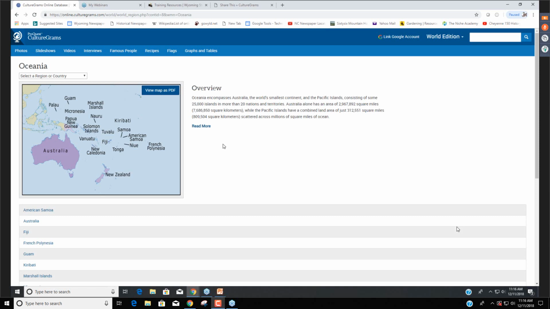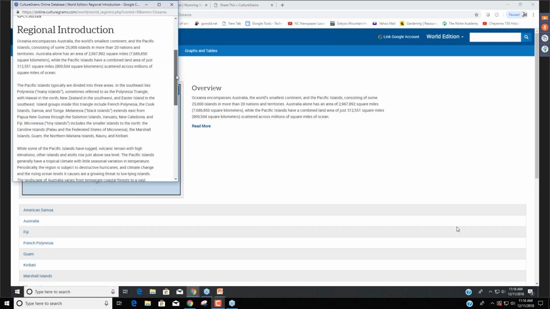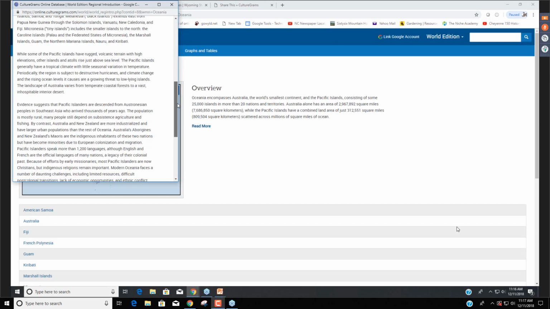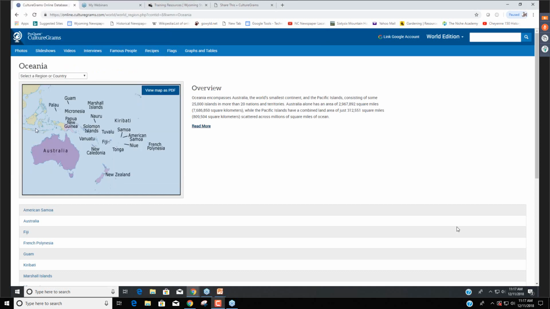To the right of the map of that region, you'll see that there's an overview, and I can read about that area, its history, its languages, its population, and notice that it tells you who it's written by. So now I'm going to select a place. Notice that there also includes American Samoa, one of the U.S. territories, but I'm going to select Papua New Guinea.